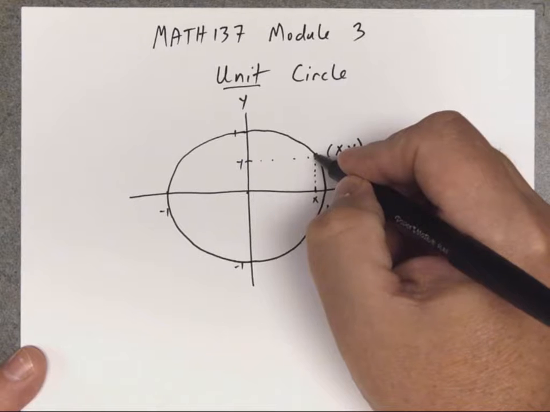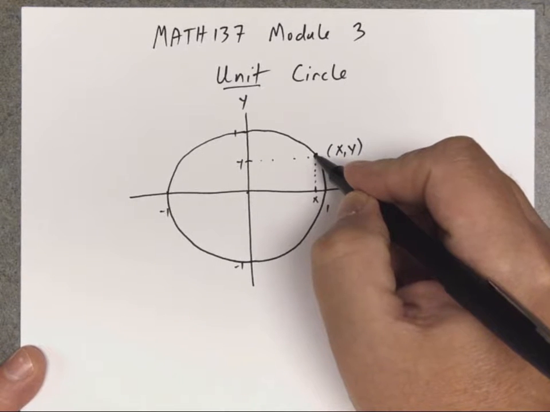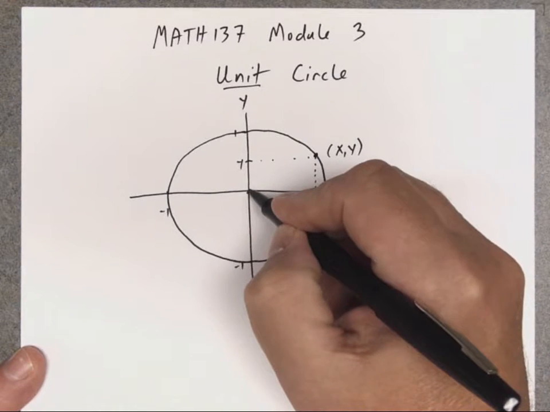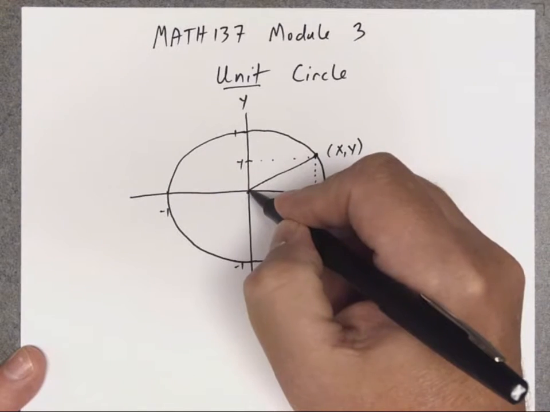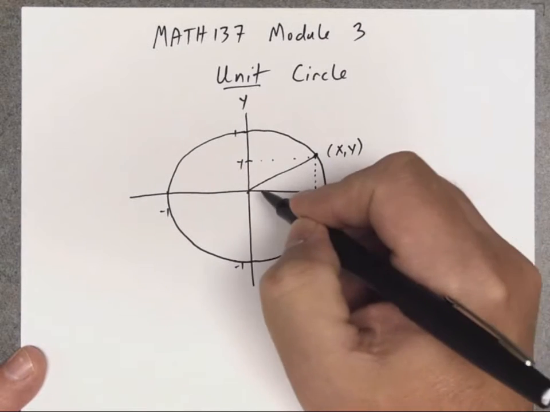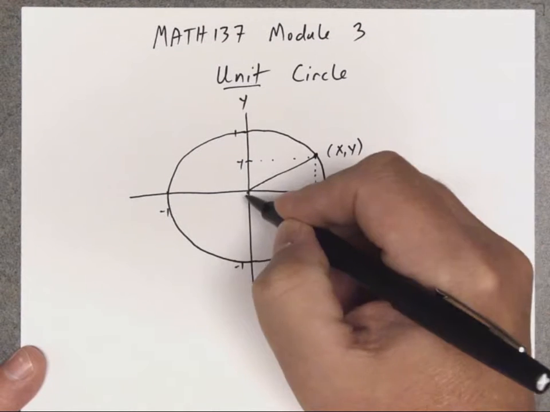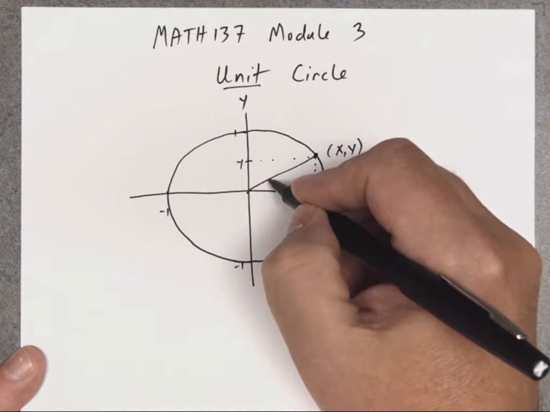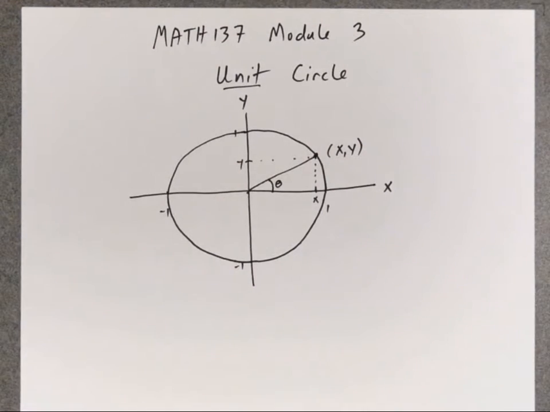But what I'm going to do is take this point and use it to create an angle. Anytime we look at angles on our XY graph, the initial side is the x-axis, and this will be what we call the terminal side. So here I've created an angle theta. All right, we've done that before.